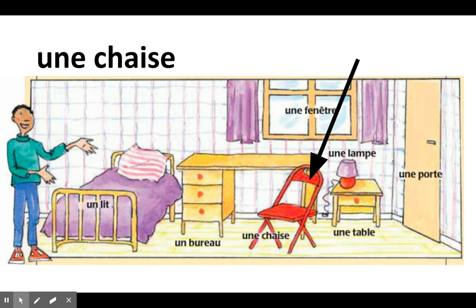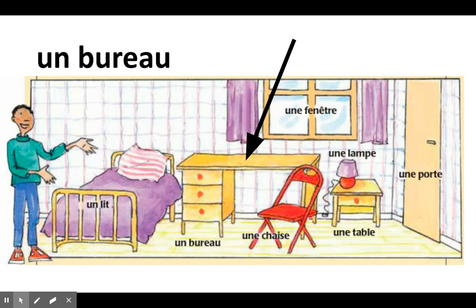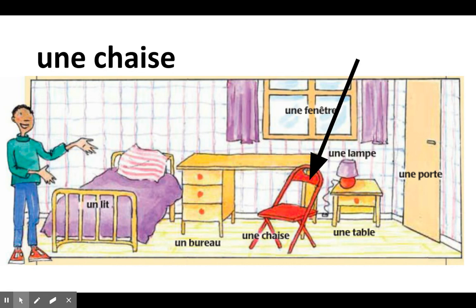Répétez, une chaise. Une chaise. A chair. Une chaise. Now, you might ask, why is it un bureau but une chaise? Why is this one masculine and this one feminine? It's just the way the language works. There are no reasons for it. We just have to go with it.